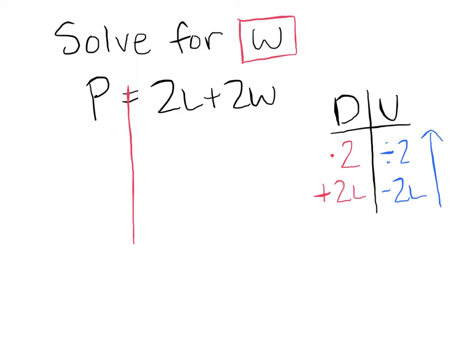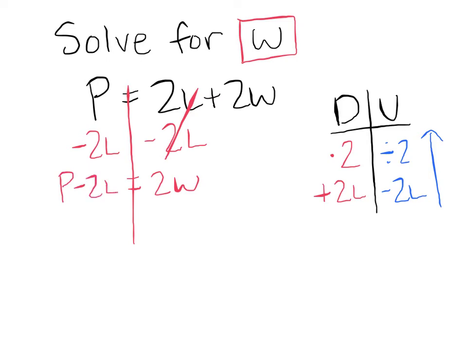First thing I need to do is undo 2L. So to undo 2L, I'm going to subtract it. 2L minus 2L, well, it's like saying you have 2 of something. You take them away, you don't have any left over. So all that's left on the right-hand side is 2W. Now P minus 2L. You don't know the perimeter, nor do you know L, so we're just going to leave it as P minus 2L for now.